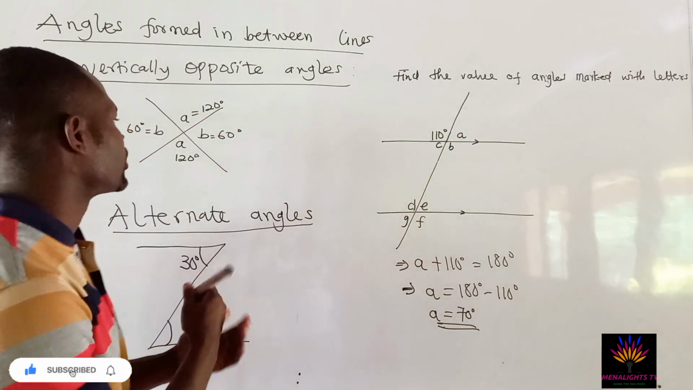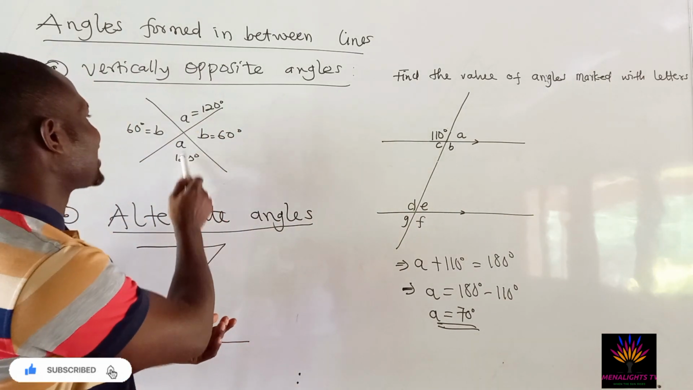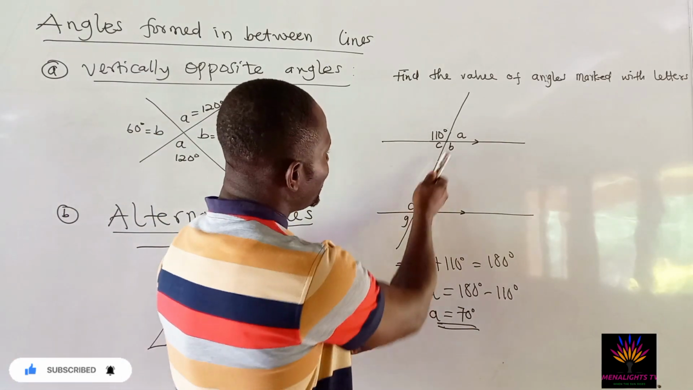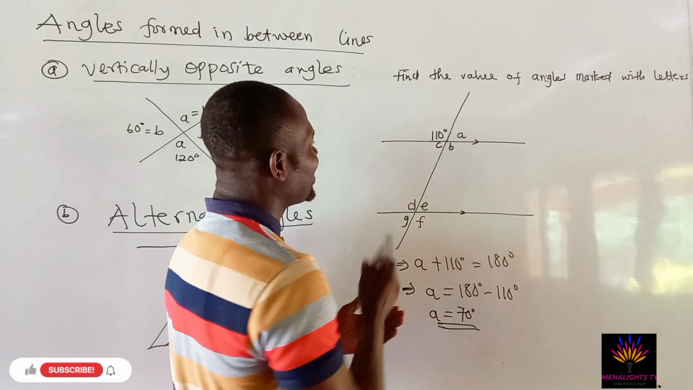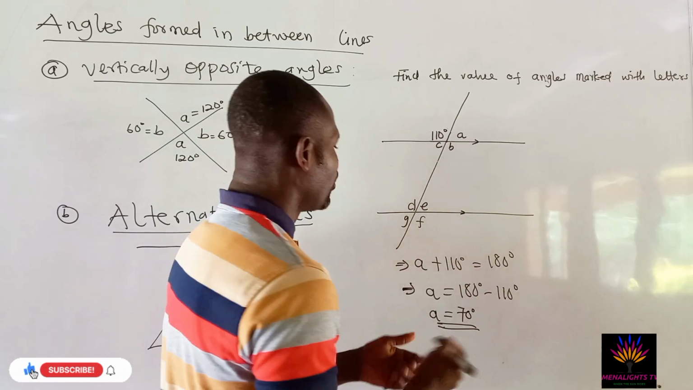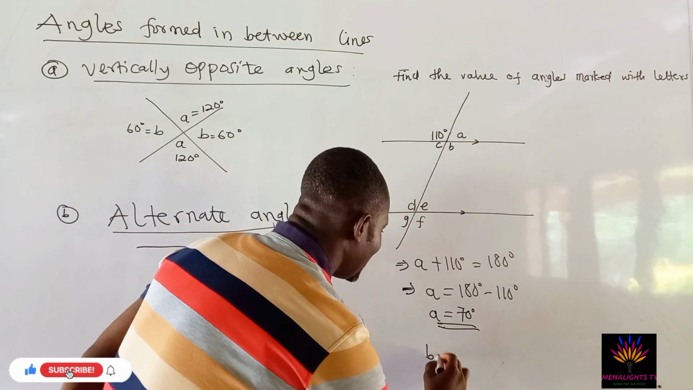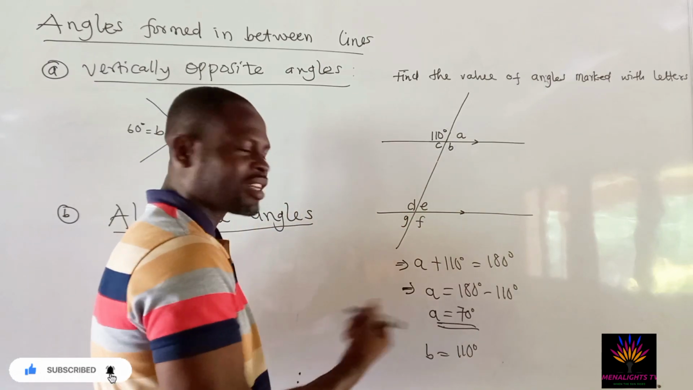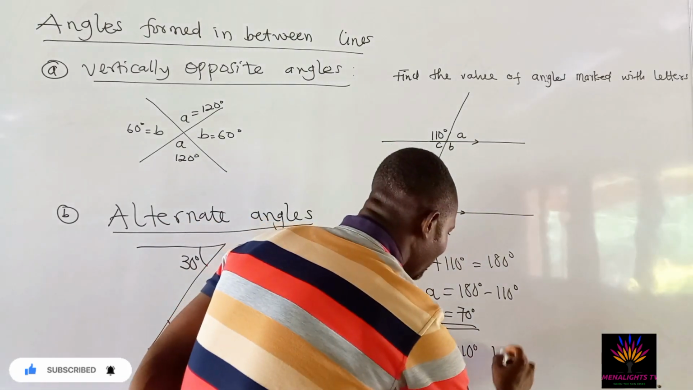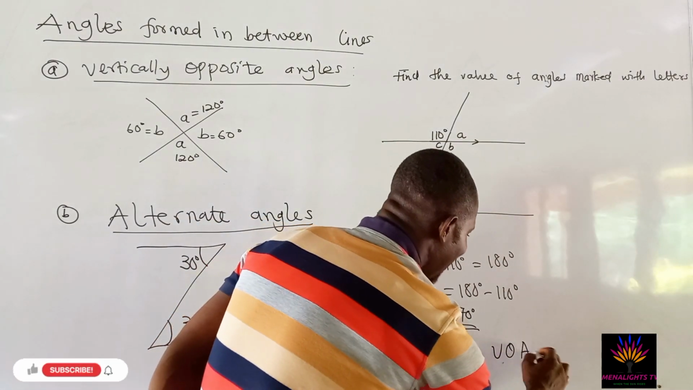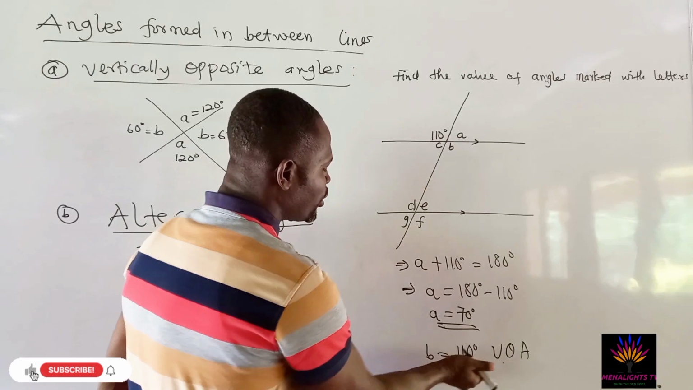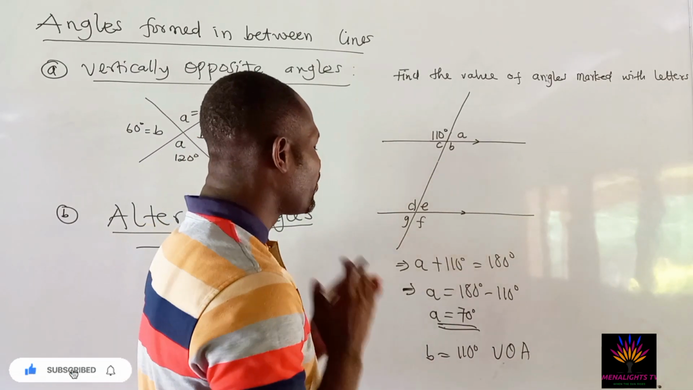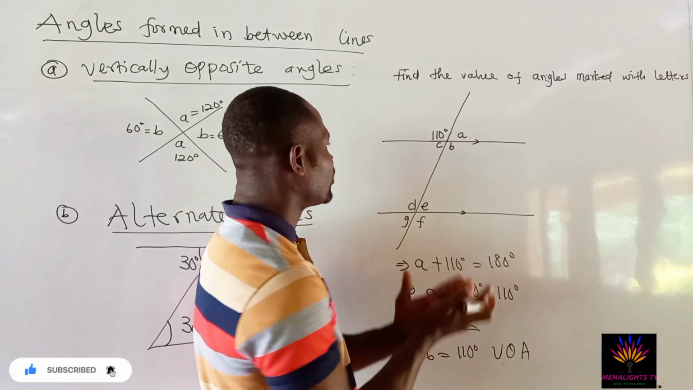Vertically opposite angles. And we say vertically opposite angles are the same. So from the diagram we have here, we can say that B and 110 are vertically opposite to each other. So from there we can say that B is equal to 110 degrees. Then you give a reason. What is the reason? The reason is that they are vertically opposite angles. So B is also equal to 110 degrees.